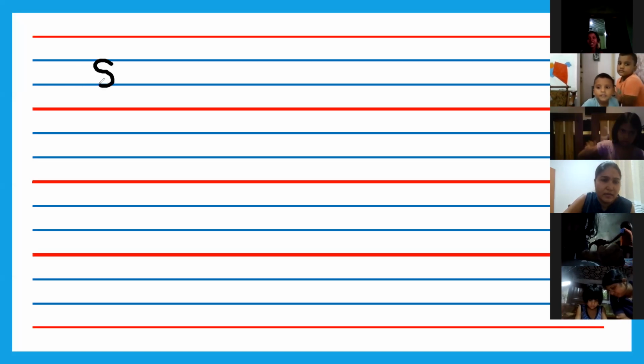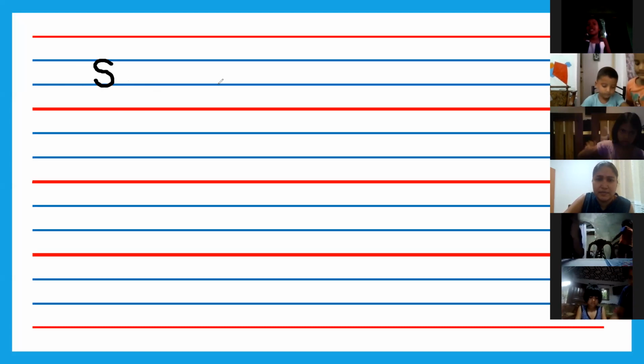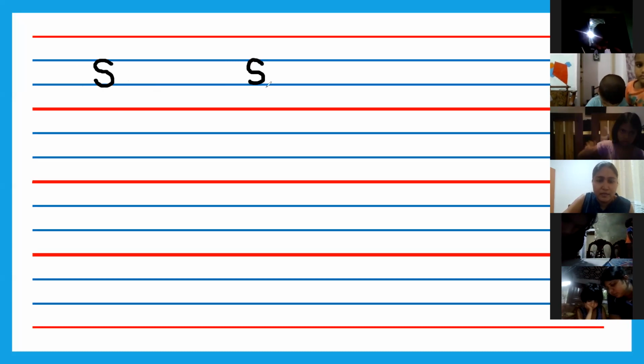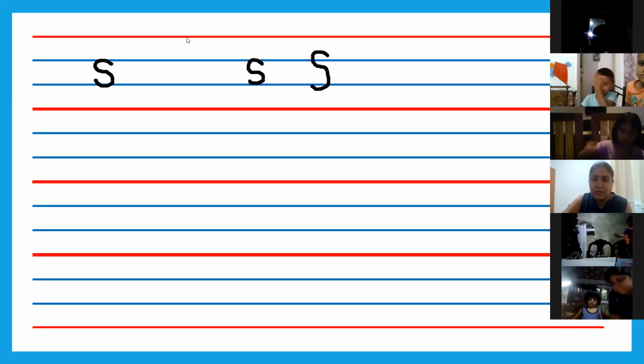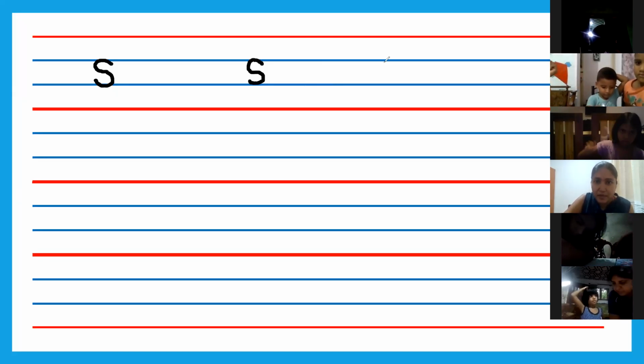Curve and another curve. Only between the two blue lines. Everyone write nicely. Curve and another curve. Okay, starting from here. Then don't go up beyond the blue lines like this. We don't write like that. Don't write like that. Okay. Only in between the two blue lines. Okay. Everyone write nicely with teacher.